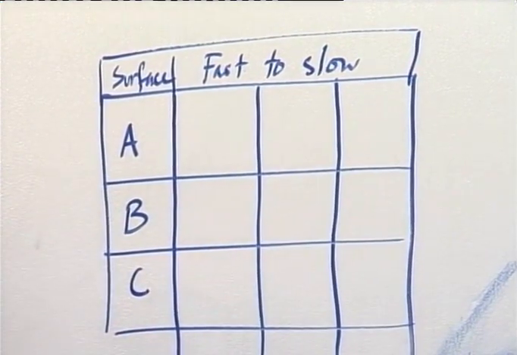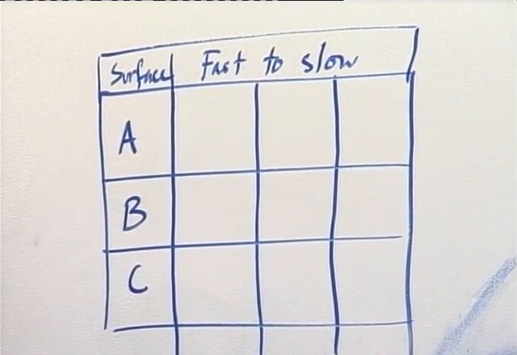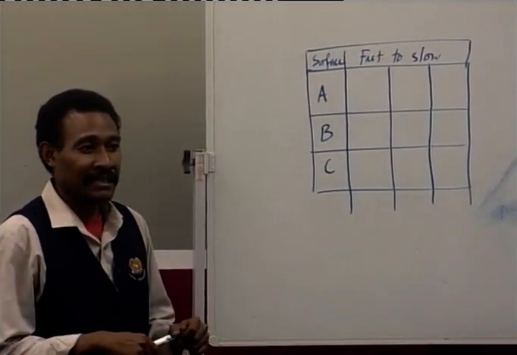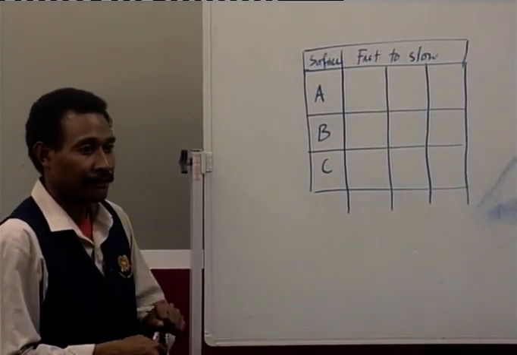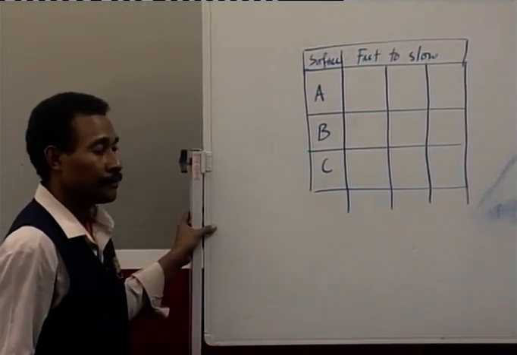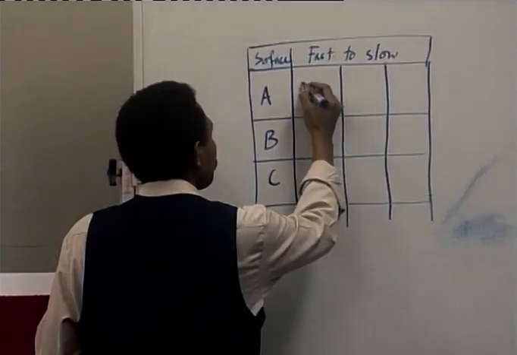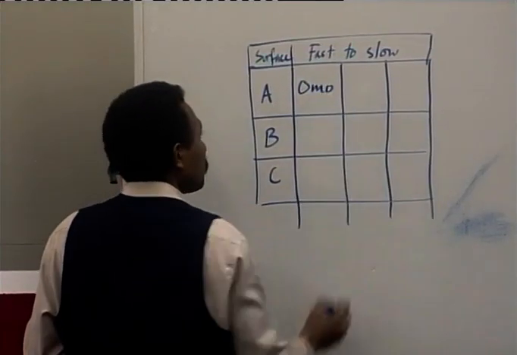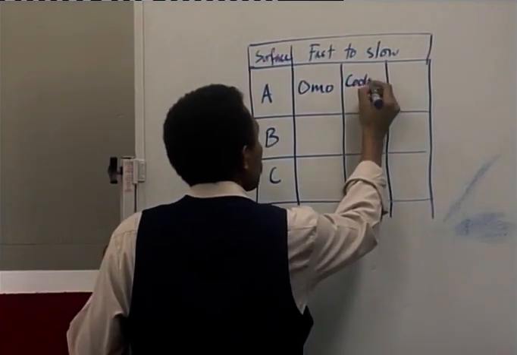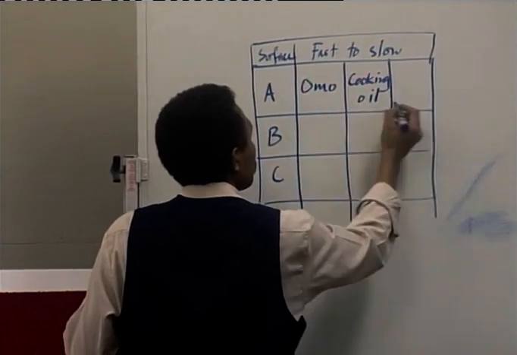From your findings, let's have someone from one group tell us what you found on surface A. A is the plastic. All right, let's have this group. Almost solution first. Second, cooking oil. And the last one, dishwashing liquid.